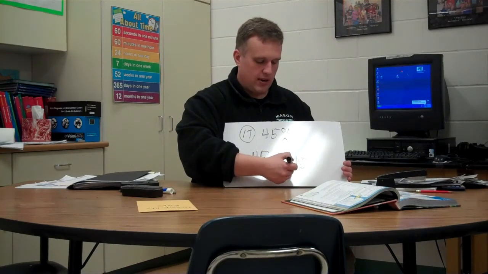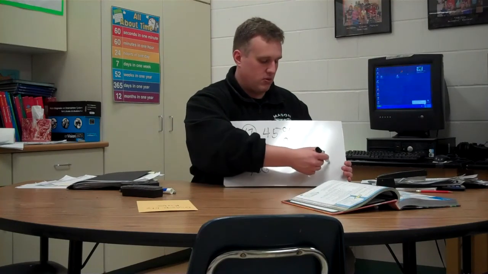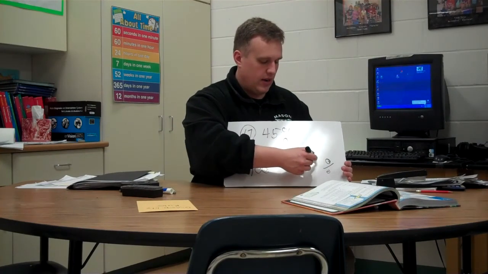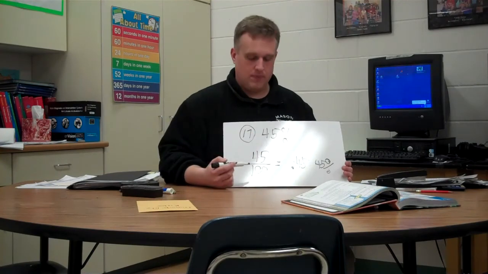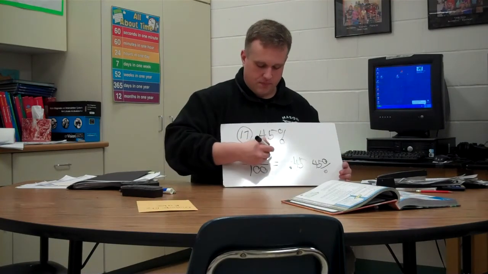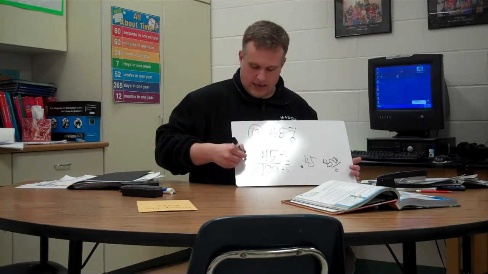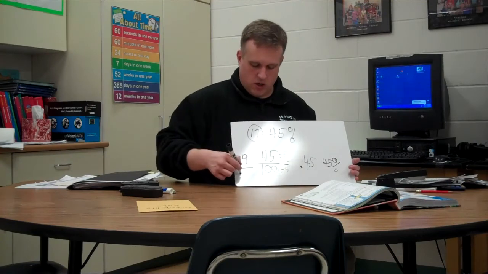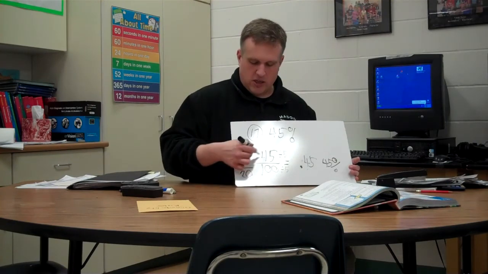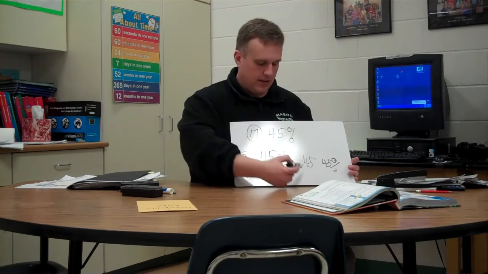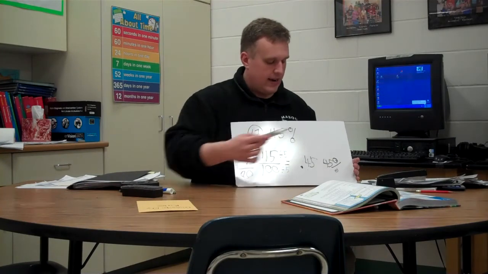To change it to a percent, I move 2 places over to the right, put my percent sign, and it becomes 45%. Now if I come back over here, I'm going to divide by 5. 5 goes into 45 9 times, and 5 goes into 100 20 times. So my fraction simplified is 9/20ths, as a decimal 45 hundredths, and as a percent 45%. Okay, so again, that's 11 through 20.